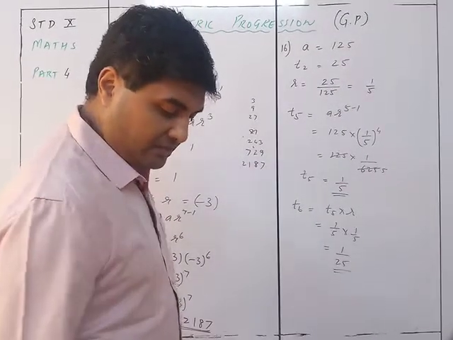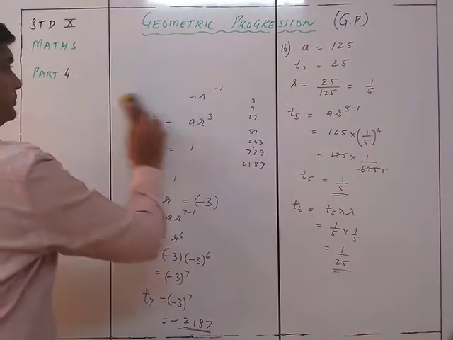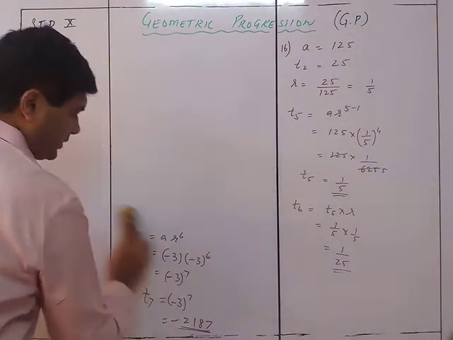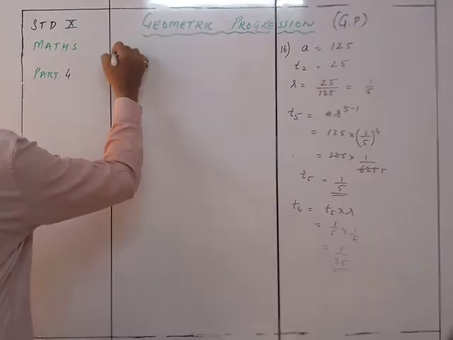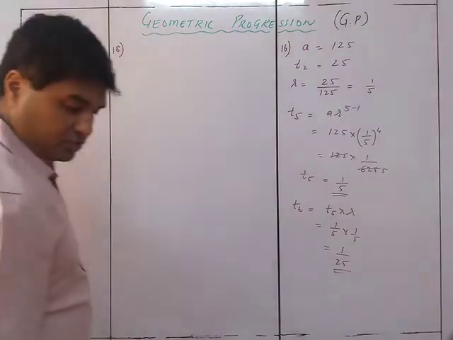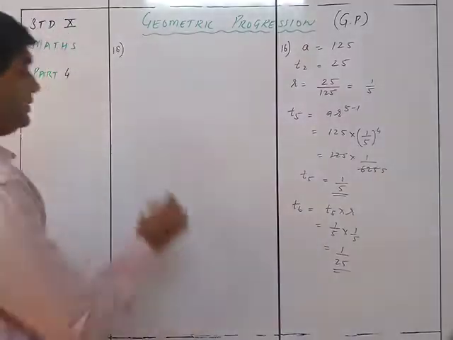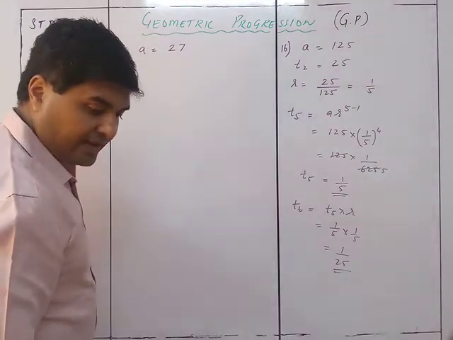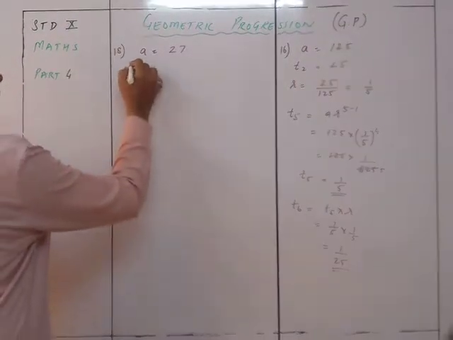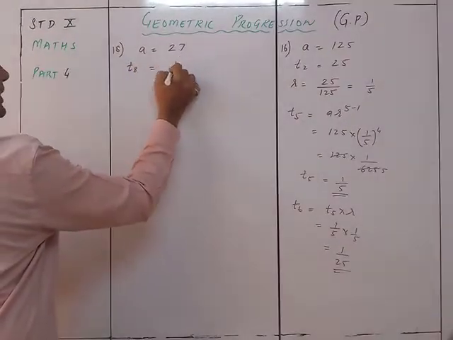We come to the last sum, sum number 18. So sum number 18 goes this way. The first term of the GP is 27, so A is equal to 27. The eighth term is 1 upon 81, so T8 is equal to 1 upon 81.